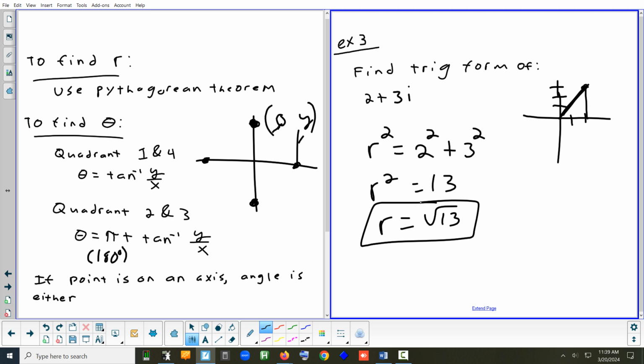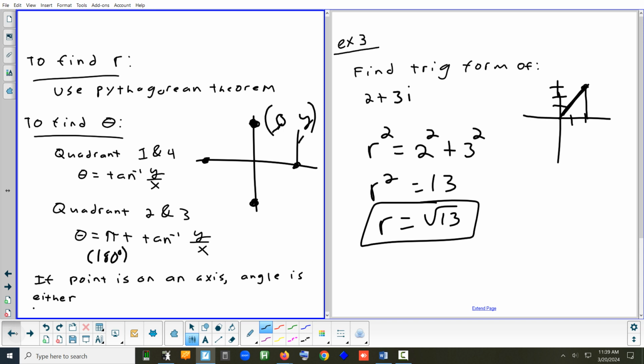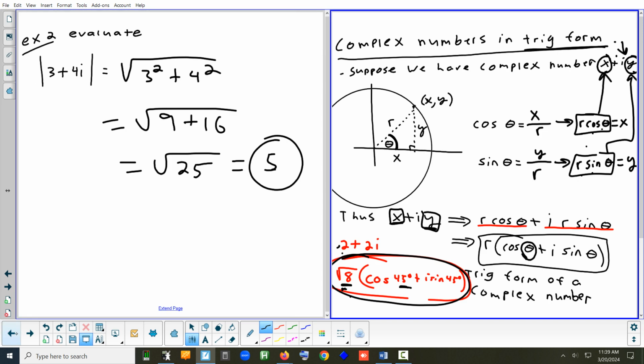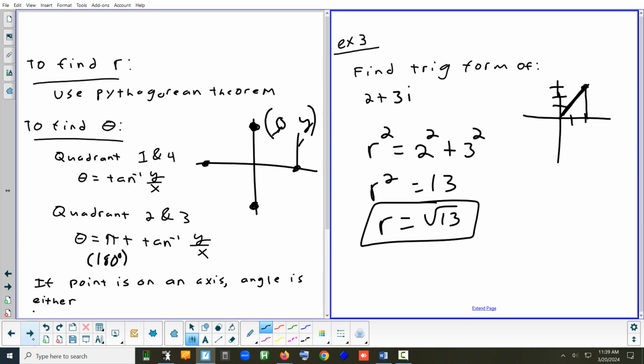Okay, so now in terms of what we know, the value that we need to fill in right there. We've got the r. Now we've got to find what? Theta. First, figure out what quadrant you're in. Are we in quadrant 1, 2, 3, or 4? We're in quadrant 1. What's the formula to find theta if you are in quadrant 1?